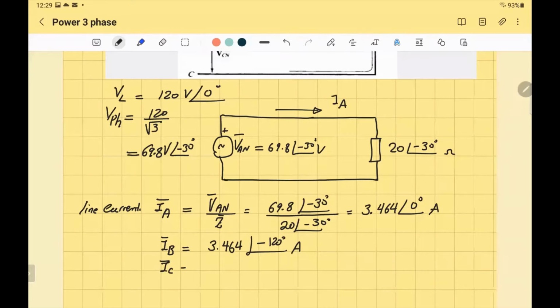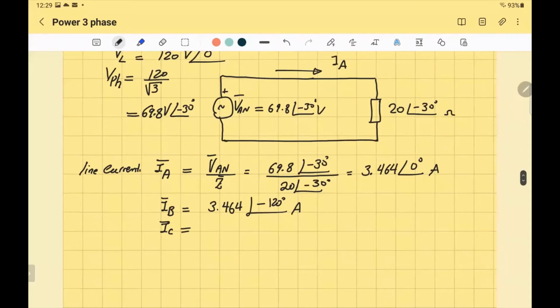IC. Subtract another 120 from IB. If you do that, 3.464 angle negative 240 degrees. And if you would like to have a positive value, you can always add 360 to any angle. It doesn't change the value, it's just looking from the other side. So you have 3.464, and if you add 360, you get an angle of 120. So that was easy.